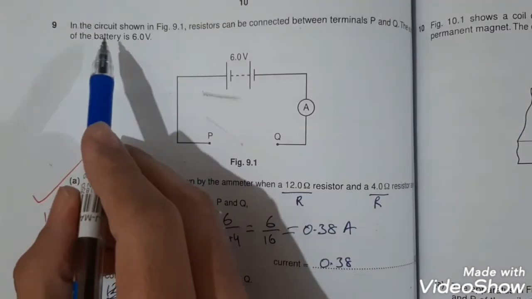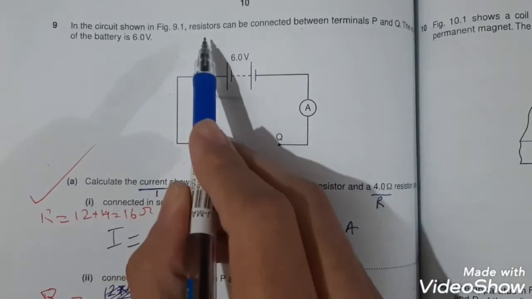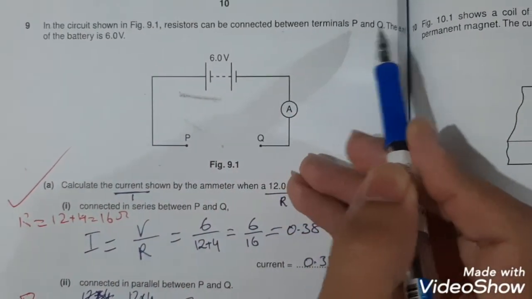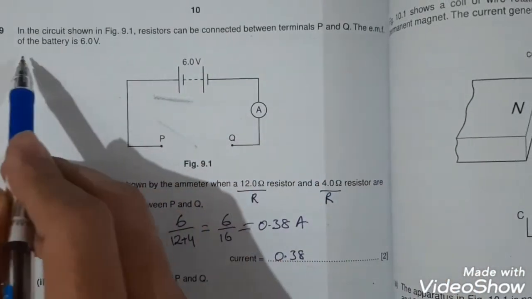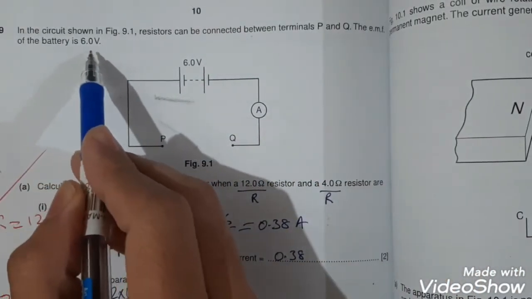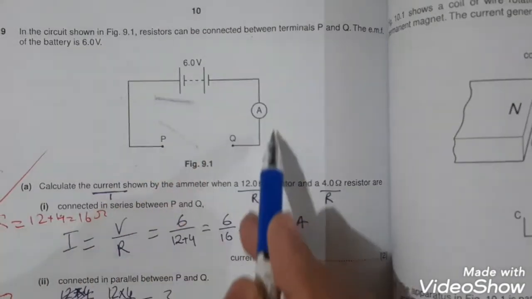Question 9 states in the circuit shown in figure 9.1, resistors can be connected between terminals P and Q. The EMF of the battery is 6.0 volts. So this is the circuit shown.